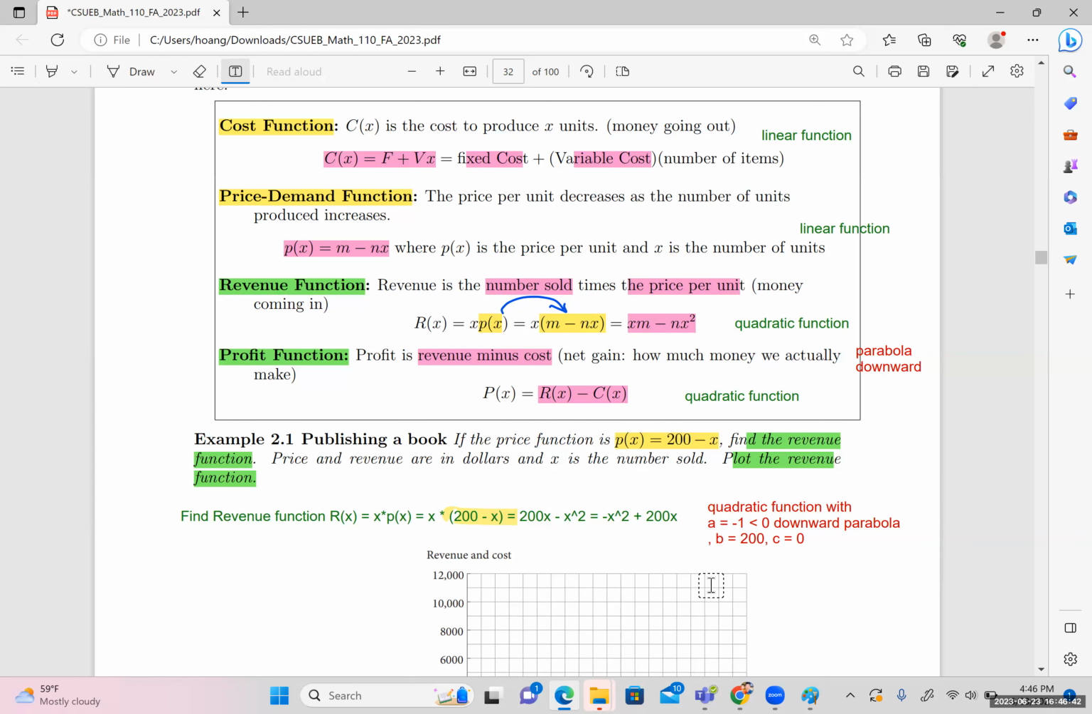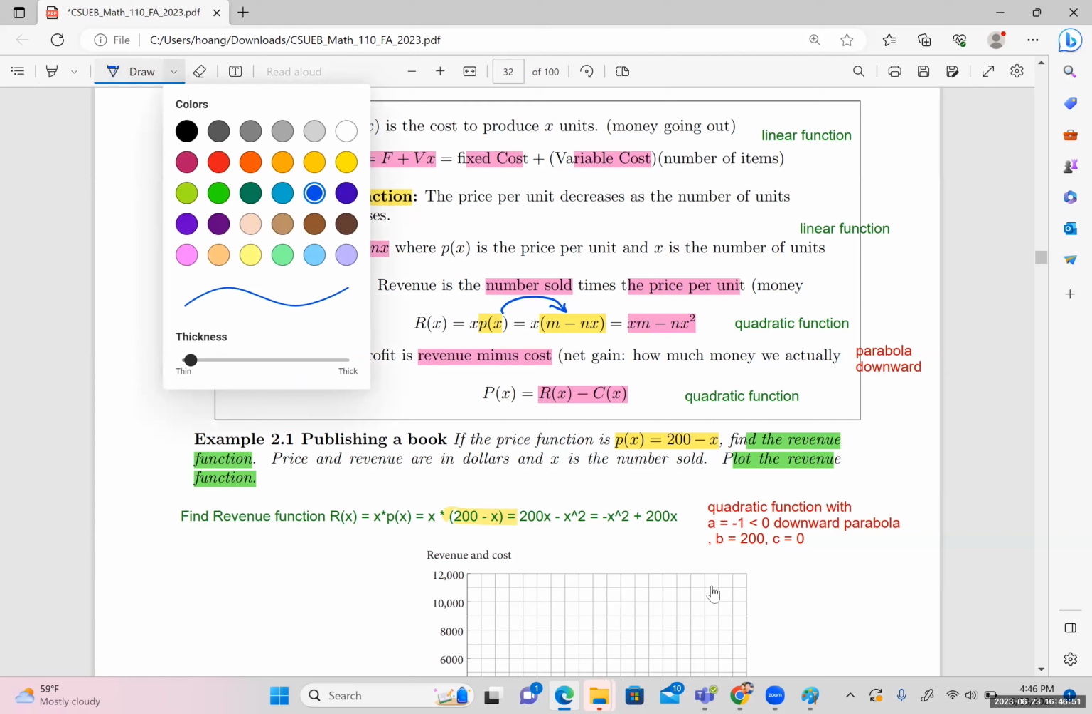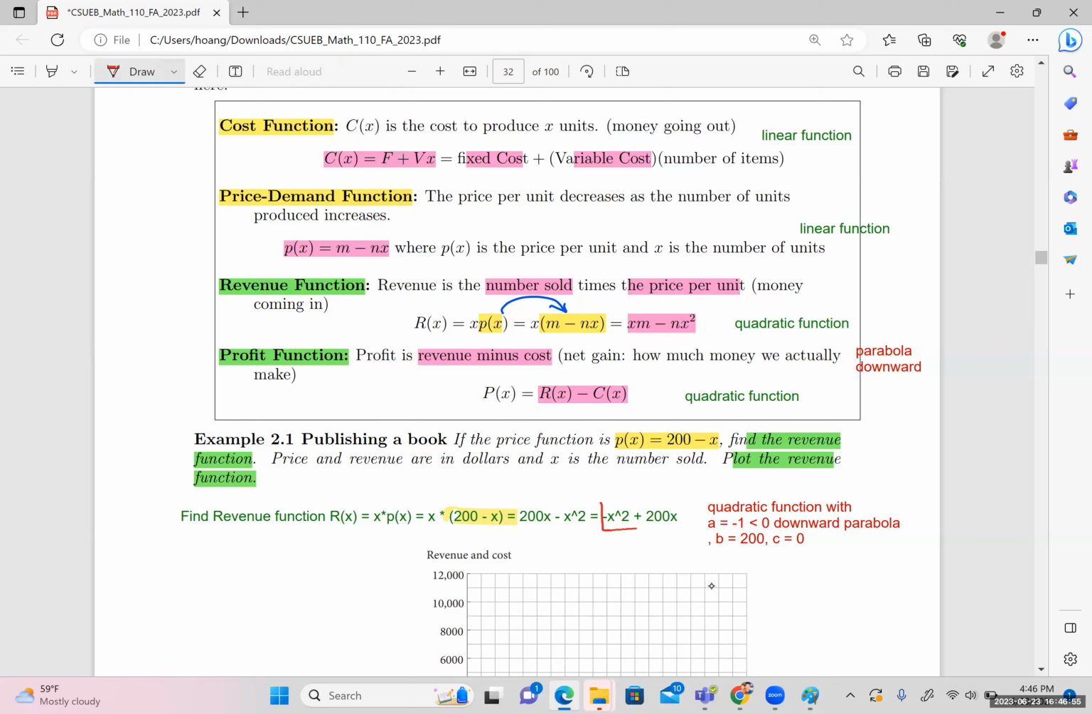So that is the revenue function. I would like to box it to make sure I don't forget that. I could box this one, or even this one. Maybe two forms could be present for the revenue function. So let's find the vertex.